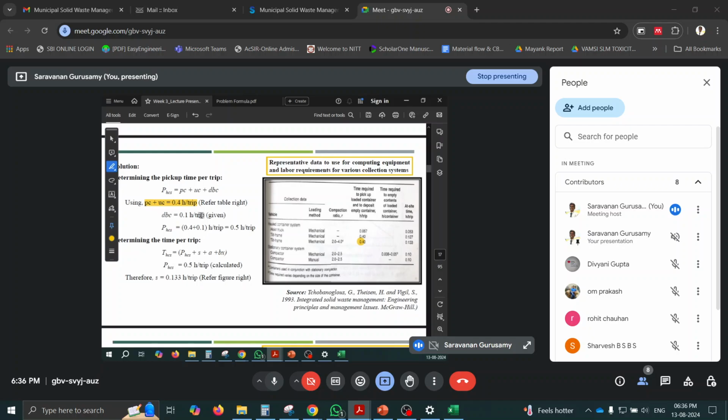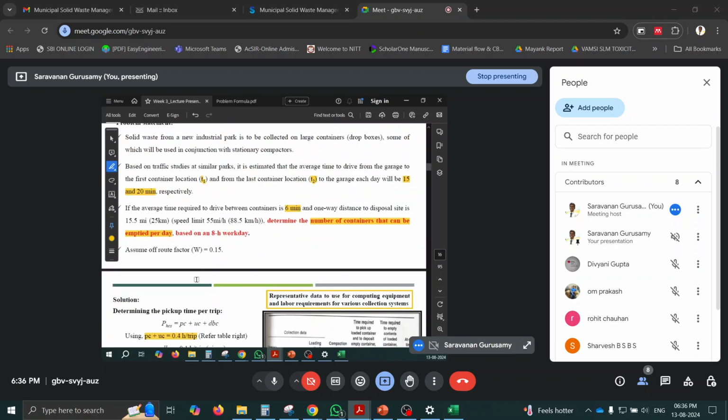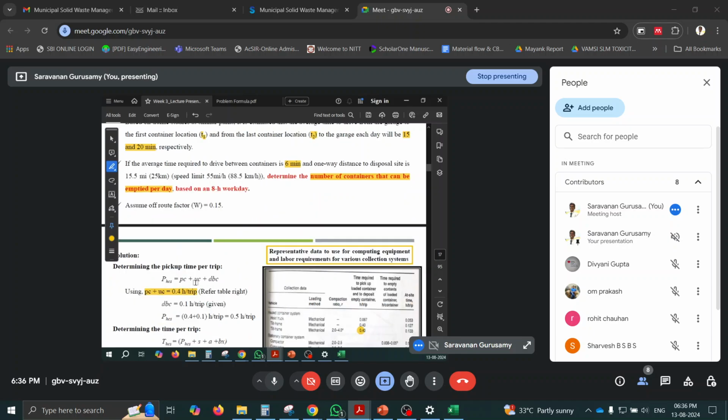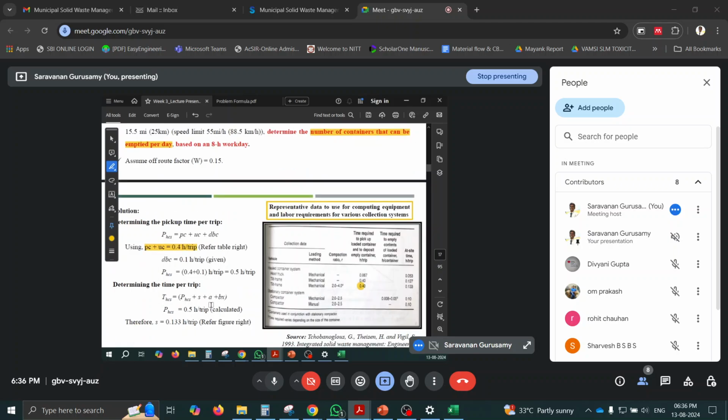Then DBC they had given us as 6 minutes. Also please note down, everything will be in terms of hours, not minutes. So all units you have to convert to hours. Whatever minutes, T1 and T2 and the DBC, everything you have to convert to hours. Then only it will be hour per trip. So DBC given as 6 minutes is 0.1 hour per trip. Then you can easily find the pickup time. Pickup time will be PC plus UC plus DBC. So 0.4 we already got, and 0.1, that will be 0.5 hours per trip.